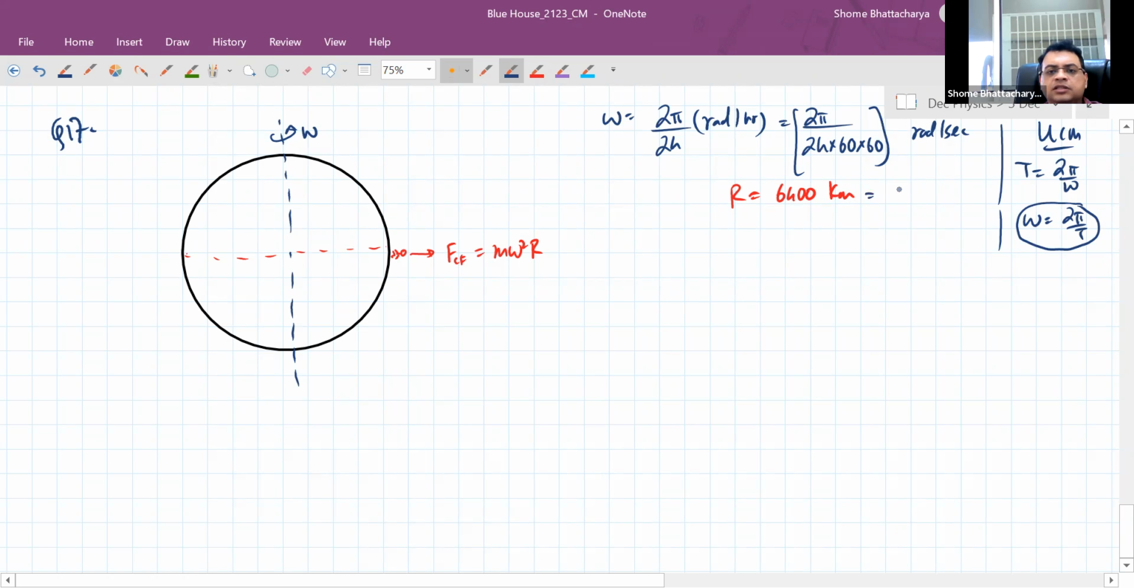And this will become similarly 6.4 into 10 raised to power 3 plus 2, so that's 5 meters, right? So the centrifugal force acting on a person will be this much. Compare that to his weight. The true weight is mg, but if he's standing on a weighing machine, for example, the weighing machine will read his normal reaction. The normal reaction in this case will be mg minus the centrifugal force, and this will be the reading of the weighing machine.